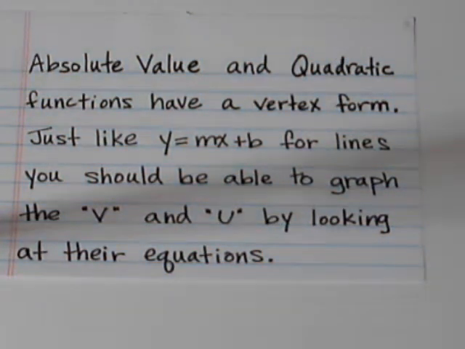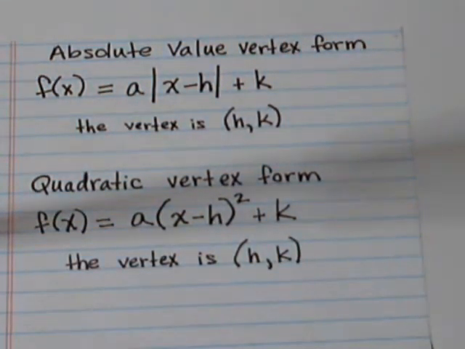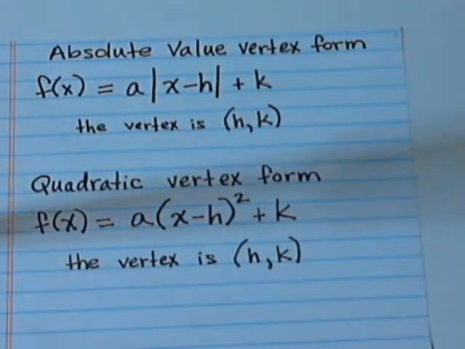Absolute value and quadratic functions have a vertex form, just like y equals mx plus b for lines. You should be able to graph the v and the u, the absolute value and the quadratic, by looking at their equations. The absolute value vertex form is f of x equals a times the absolute value of x minus h plus k, meaning that the vertex will be h and k, and we pull h and k straight from here. If you have a subtraction sign, h will be your x value of your vertex, and if there is an addition sign, k will be the y value of your vertex.